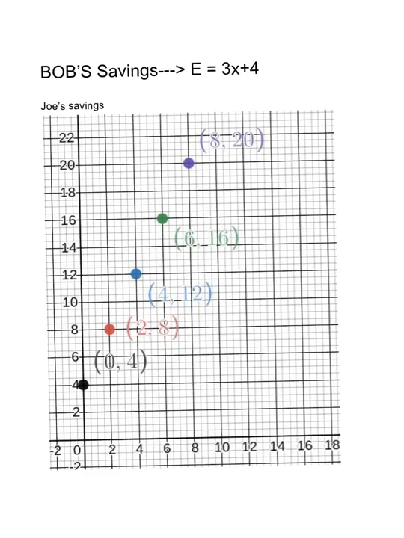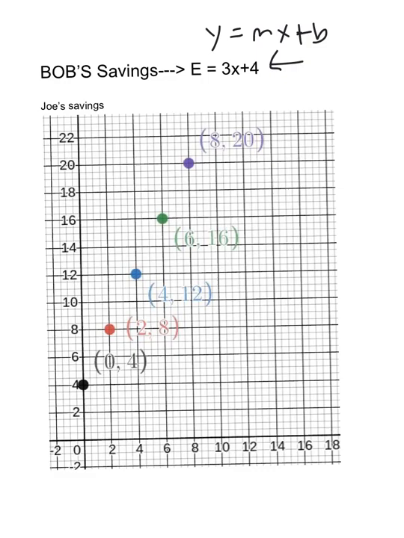Okay, so in my example, Bob's savings is represented by the function 3x plus 4, and Joe's savings is represented by this graph. Let's start with initial amount. How do you find the initial amount when you're talking about a function or an equation? If we look at this function, it's written in the form y equals mx plus b. The number that's all by itself is the b, which is the y-intercept, which is the initial amount. So Bob started with $4.